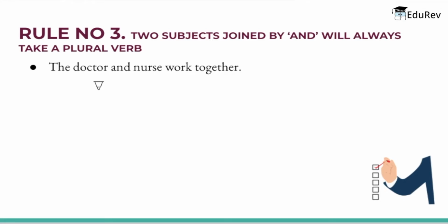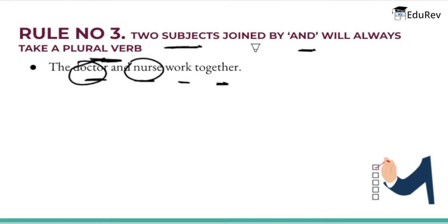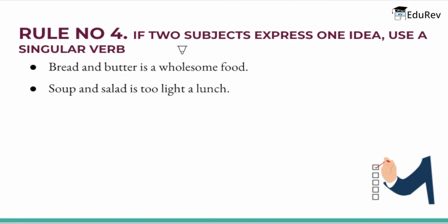Next rule is that the two subjects joined by and will always take a plural verb, that is, the doctor and nurse work together. So the doctor and nurse, these are what? These are two subjects and they are joined by what? They are joined by and. Now they always have what? A plural verb. So what is the plural verb? That is work. Let's move on to next rule, that is rule number 4.